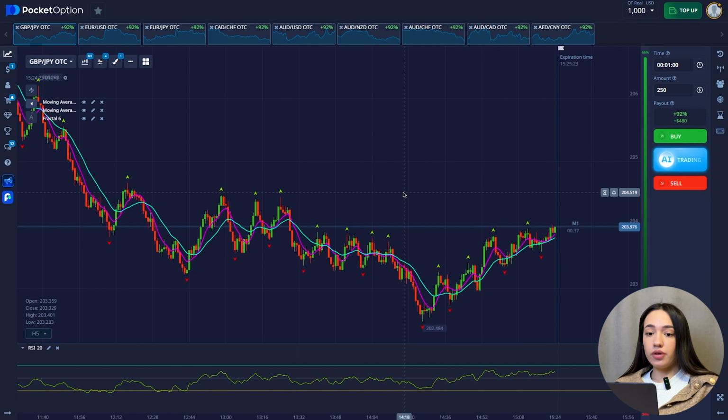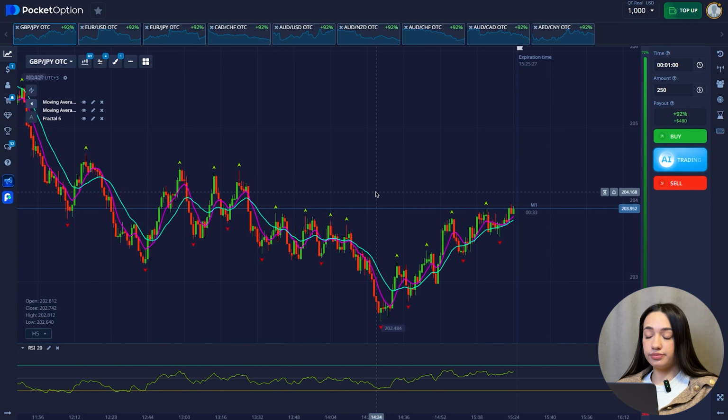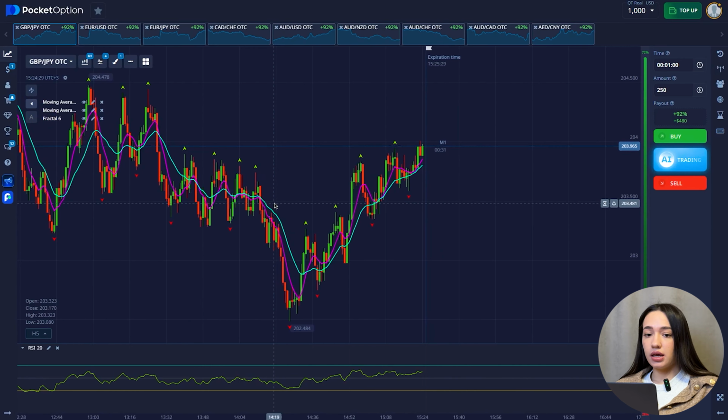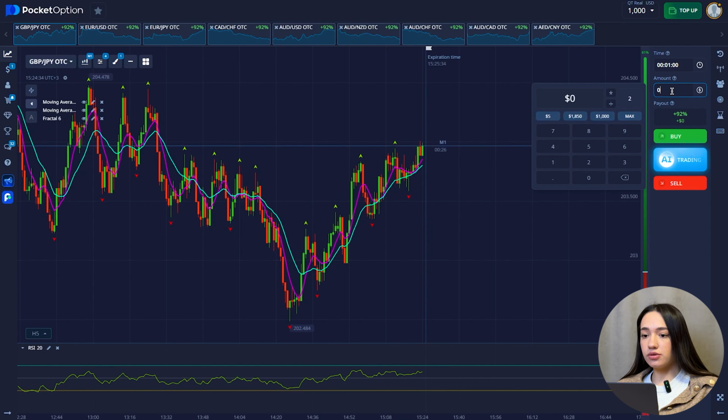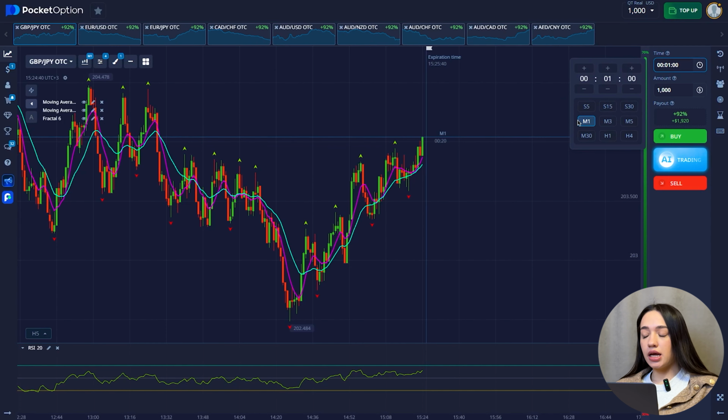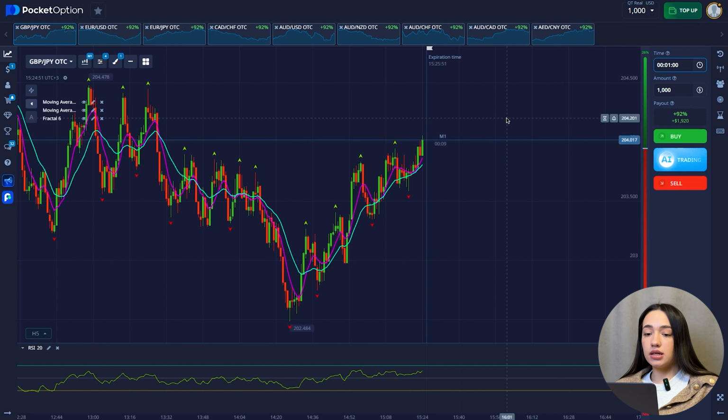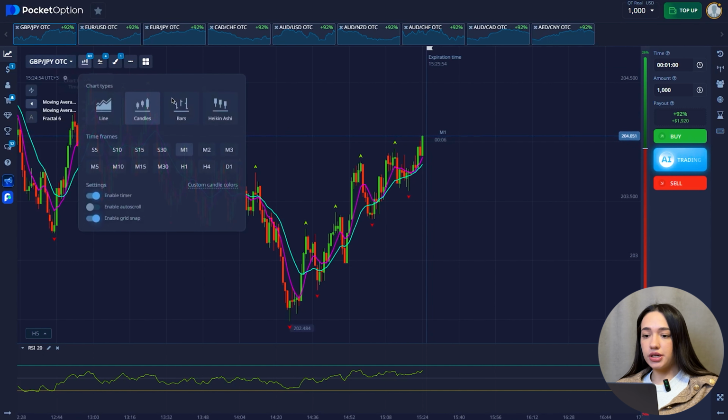Well, in general, this strategy is ideally suited for trading on OTC quotes. Once again, I will repeat it. And guys, let's begin and open one trade. I will open immediately for $1,000. And by the way, this strategy performs very well on the 1 minute and 3 minute expiration time. And when trading this way, always analyze the chart on the 1 minute time frame.